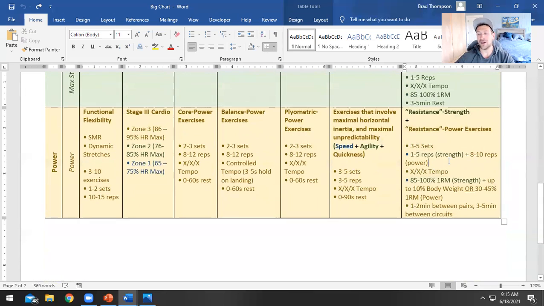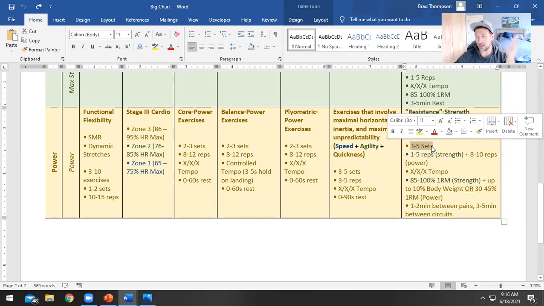I do want to talk about power here. Power's intensity section is really complicated looking, especially for my new folks. So don't get super overwhelmed by this. But remember, power is going to utilize supersets. Again, force and velocity. So you have a force exercise, that's your max strength movement, and you have a velocity exercise, that's your power movement, right?